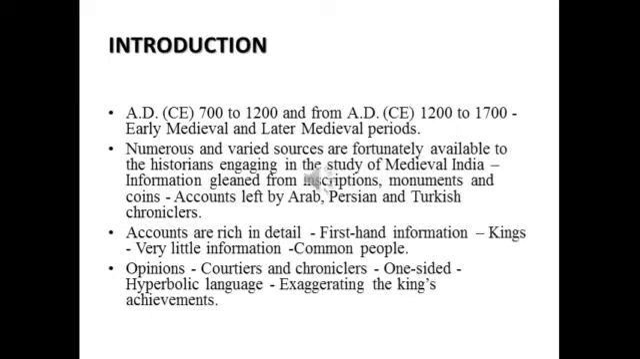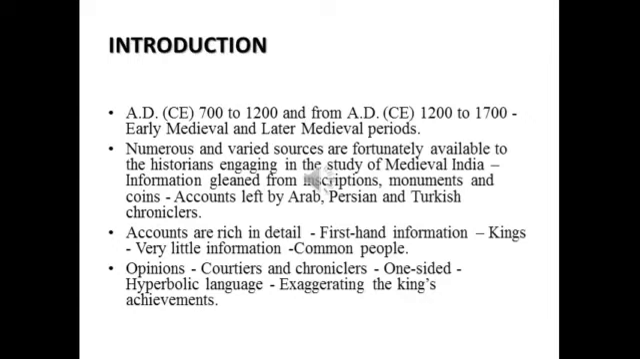Introduction. The periods from AD 700 to 1200 and from AD 1200 to 1700 are classified as the early medieval and later medieval periods. In Indian history, the medieval period was classified into two: the early medieval period and the later medieval period. The early medieval period covers the years from 700 to 1200 AD, while the later medieval period covers the years from 1200 to 1700.